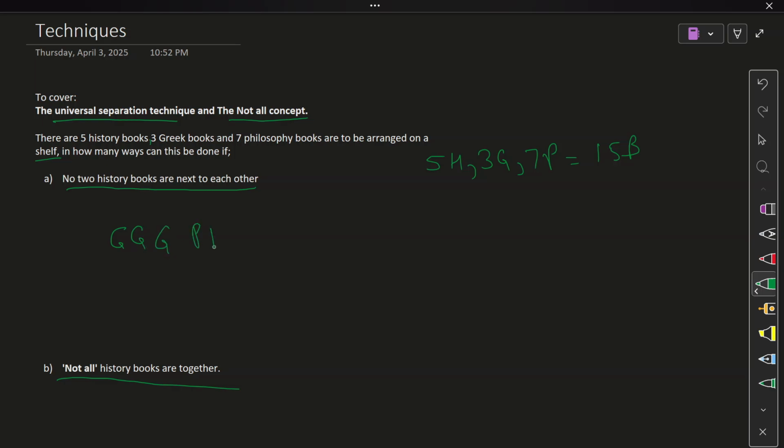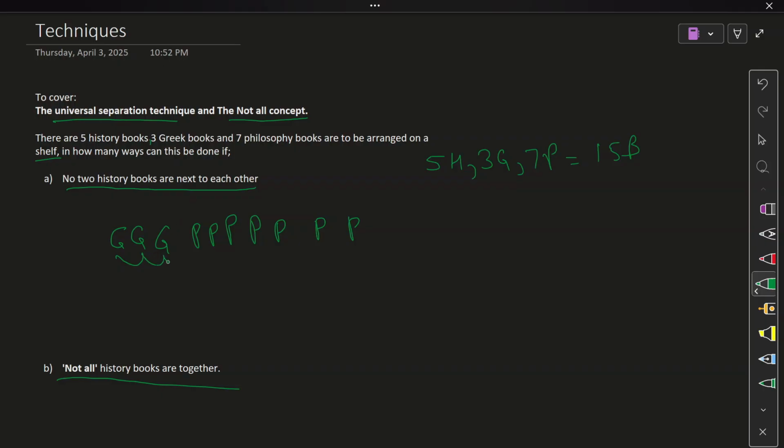Greek, philosophy 1, 2, 3, 4, 5, 6, and 7. That's 10 total books. Now, by the way, there are five different history books and three different Greek books, and they're books, so they are different. So you do not need to worry about any repetitions.